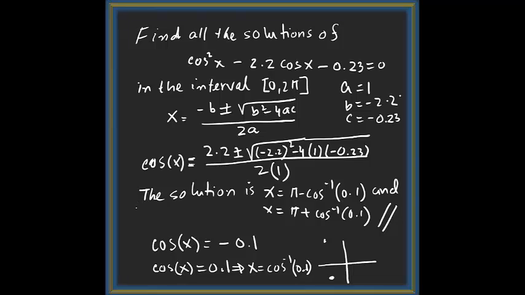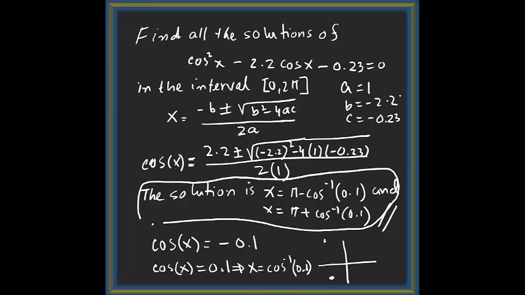So that is exactly what I did here. The solution is whatever measure I found here with the reference angle, I just subtract from pi, so I get it in the second quadrant, and I add pi, so I go to the third quadrant, and this is my answer for this problem.